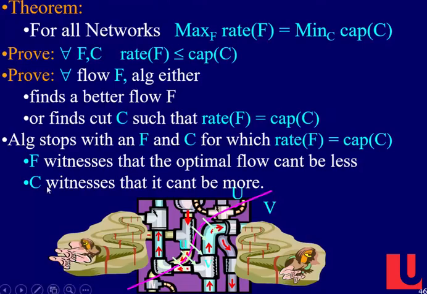And why is that useful to me? The flow witnesses the fact that I can achieve a flow that good. And the cut witnesses the fact that my flow couldn't be any better. People remember that? Yeah, so the flow witnesses that you can achieve a flow, and the cut witnesses that my flow couldn't be better, because you can't cross this cut. I can't flow more than the value of the cut. Everybody kind of get that?